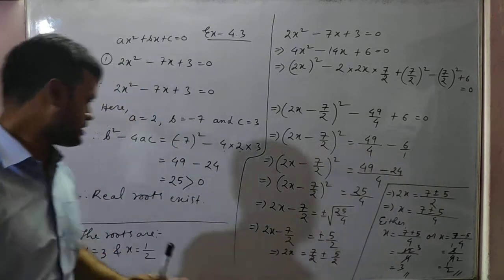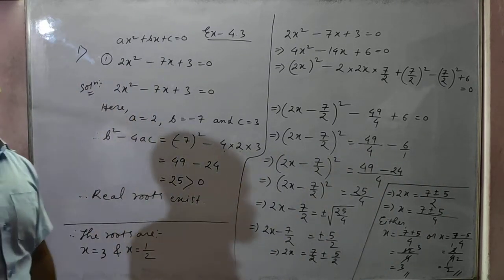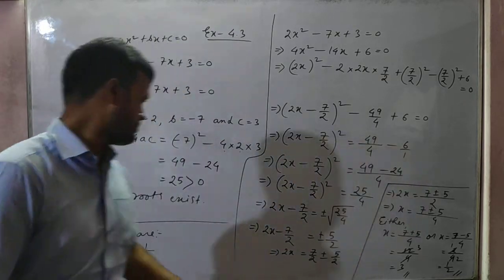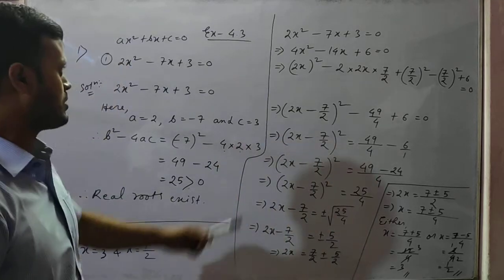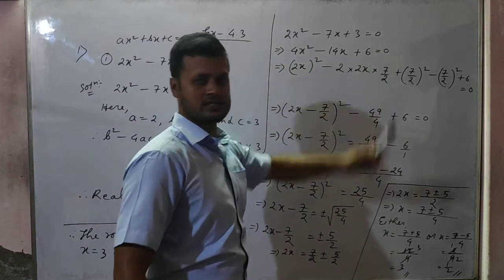25 is greater than 0, isn't it? So greater than 0 means what? Real roots exist. If b square minus 4ac has come out greater than 0, that means real roots are there. If real roots are there, then we have to solve it. So 2x square minus 7x plus 3 is equal to 0.